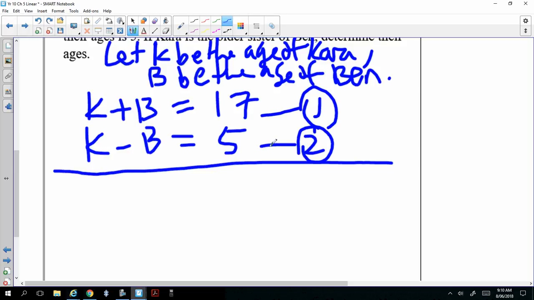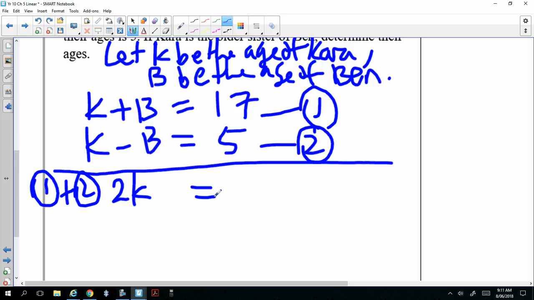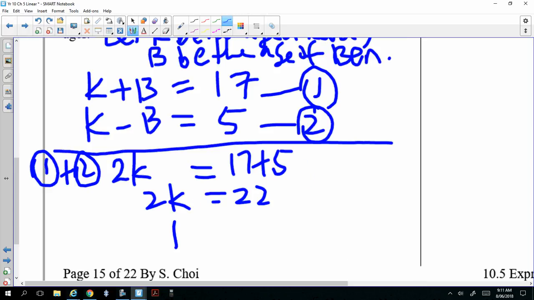So what you do is, if you look at this, you can add the two equations. So I'm going to do 1 plus 2. K plus K is 2K, but B plus negative B is 0, so that's eliminated. 17 plus 5 is 22. Alright, so how do I find K? I divide by 2, which is equal to 11. So because I used a meaningful variable, immediately I know Kara is 11 years old.